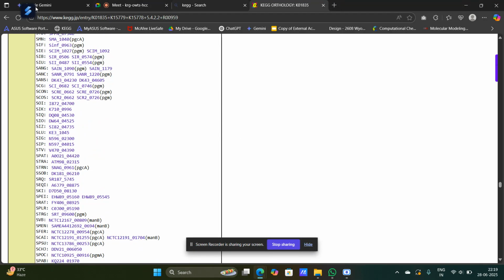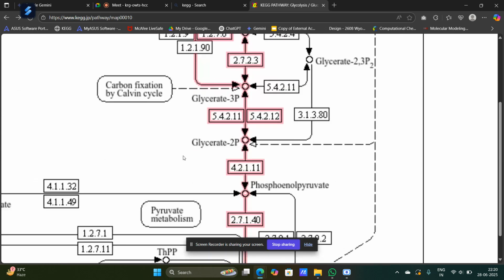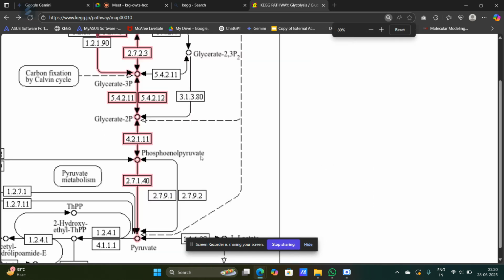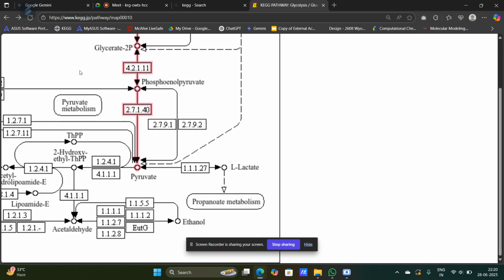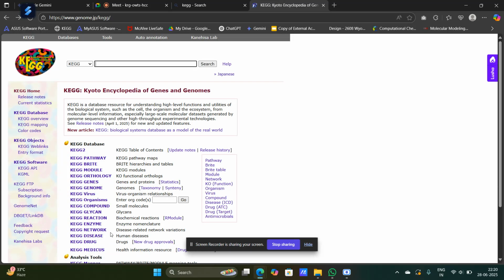Okay. Now let me just show you one more way. Whatever we did so far, we always chose the compound from the pathway, we chose the enzyme from the pathway. So we used this pathway result as the initial source. We don't have to do that.